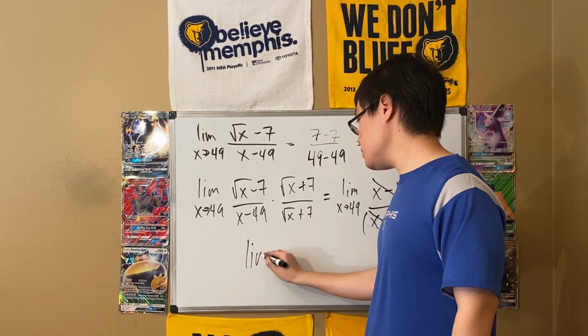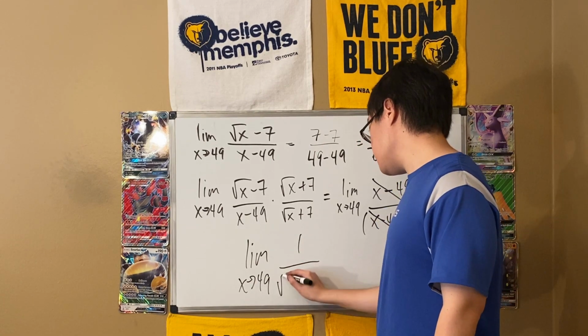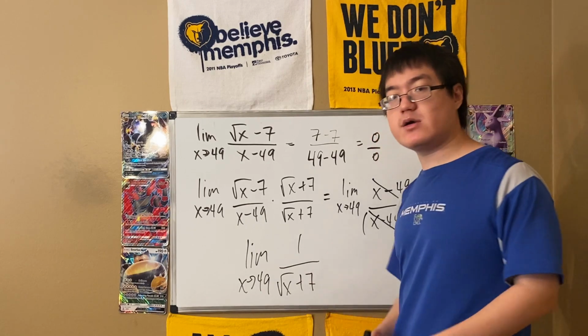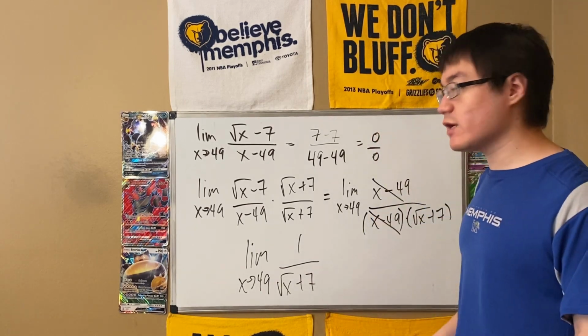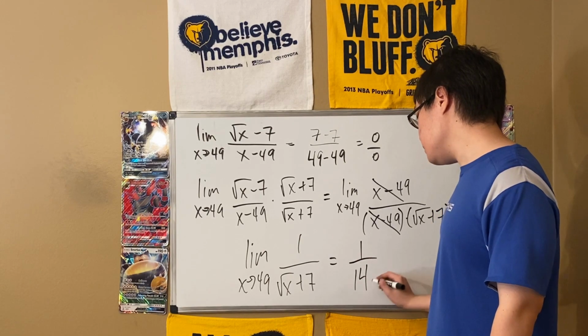So we're going to have the limit as x goes to 49, then it'll be 1 over the square root of x plus 7. Square root of 49 is still 7, so it looks like we have 1 over 7 plus 7. So this final answer is 1 over 14.